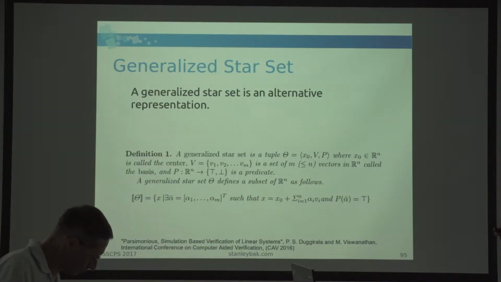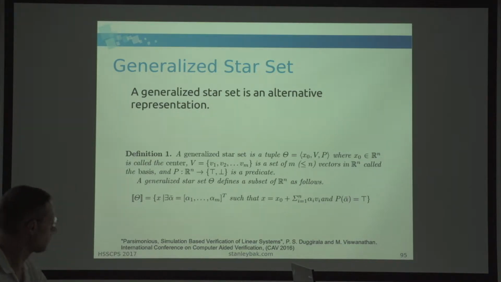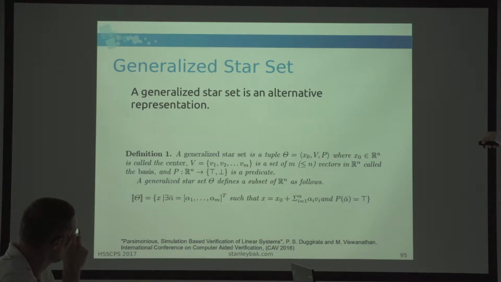This is the definition of a generalized star set. It's a newer data structure, introduced in 2016. It's a little bit more complicated than the previous ones. It contains three parts: a center, a set of basis vectors, and a predicate that you evaluate. And it defines a subset of R^n, so it's a set of states. I'll go into this with illustrations a little bit more, but it's still defining a set of states.